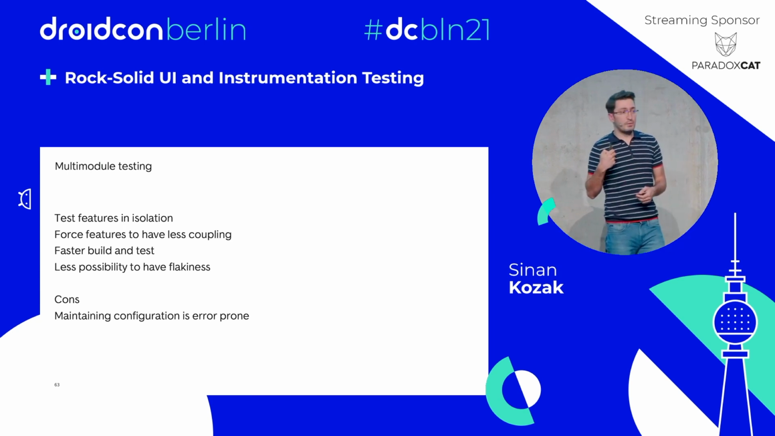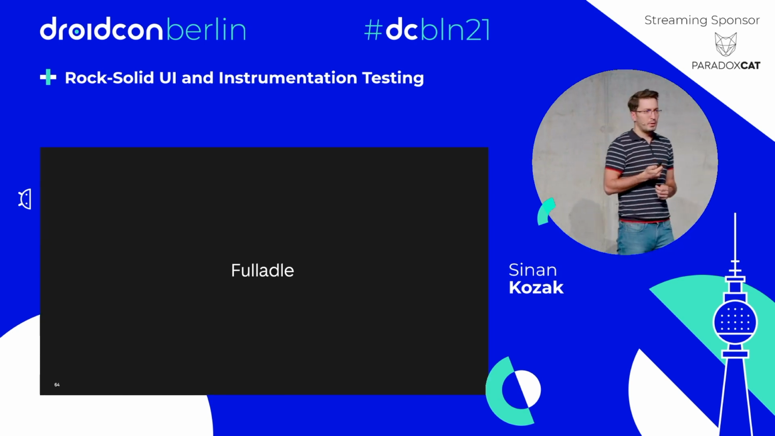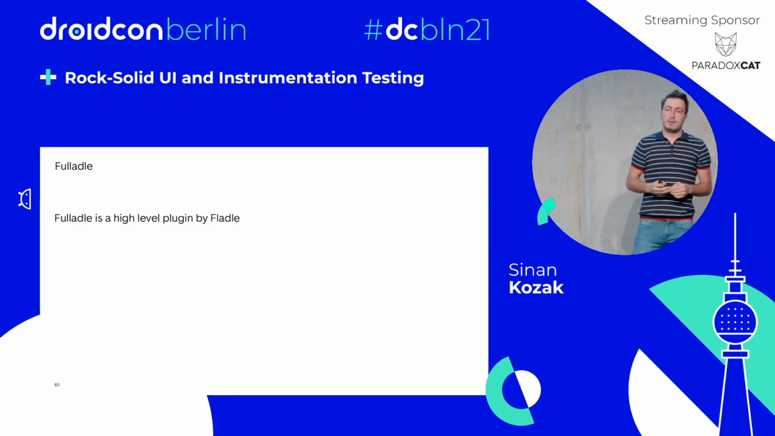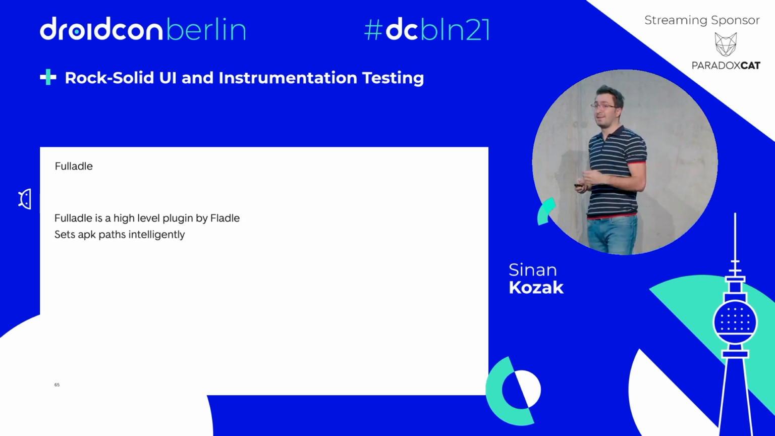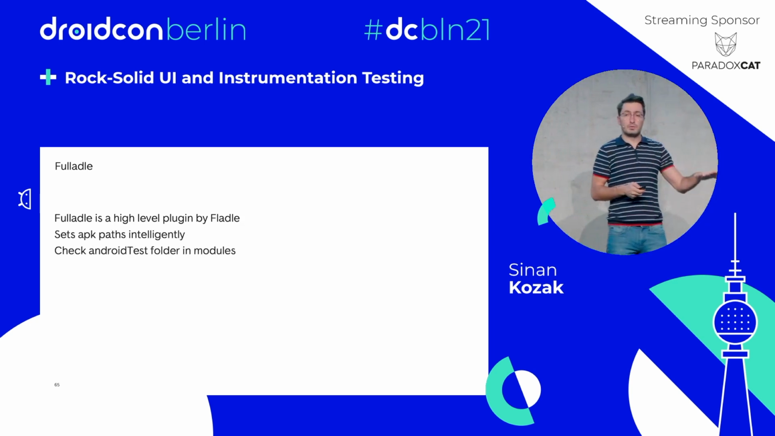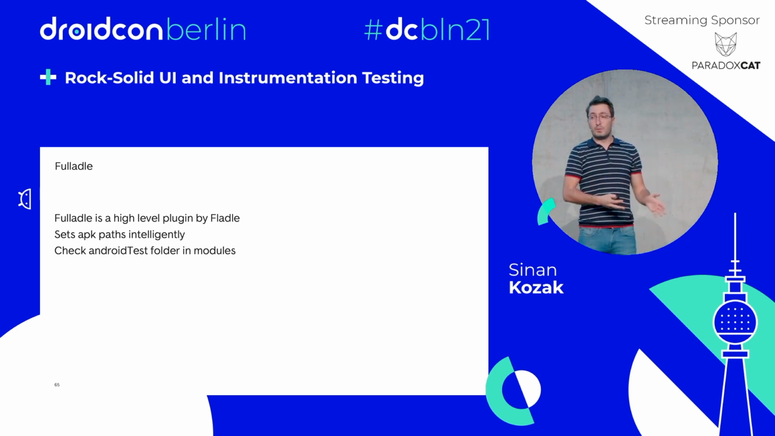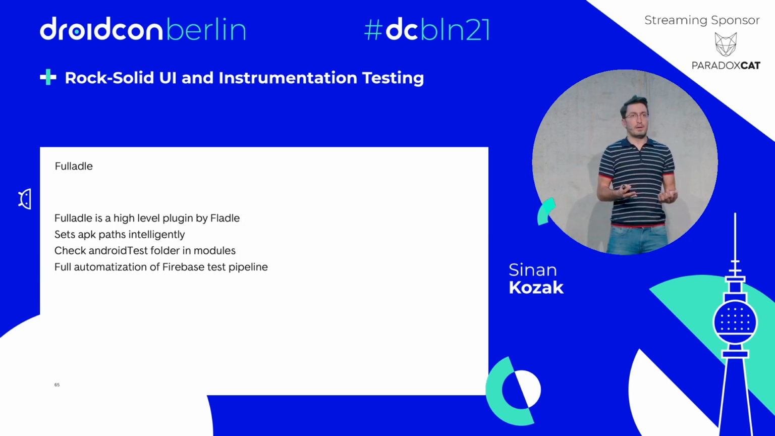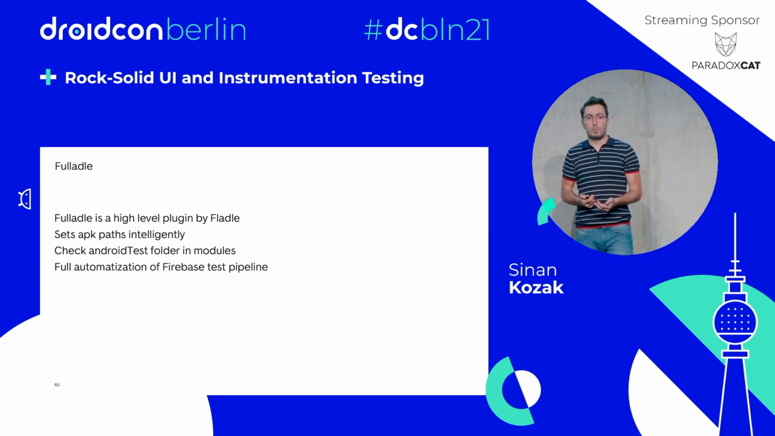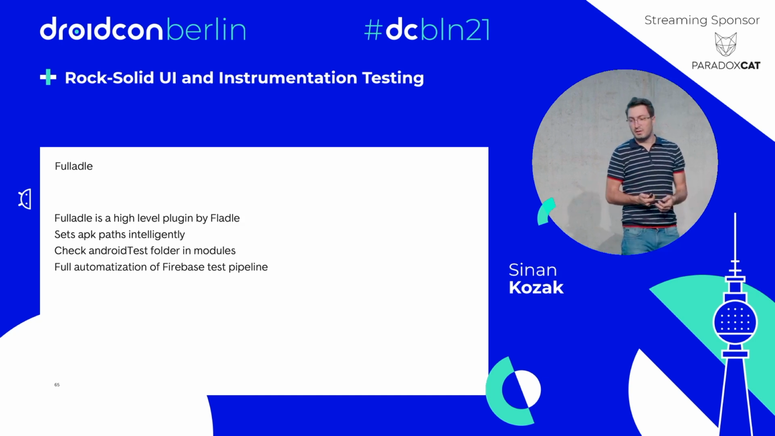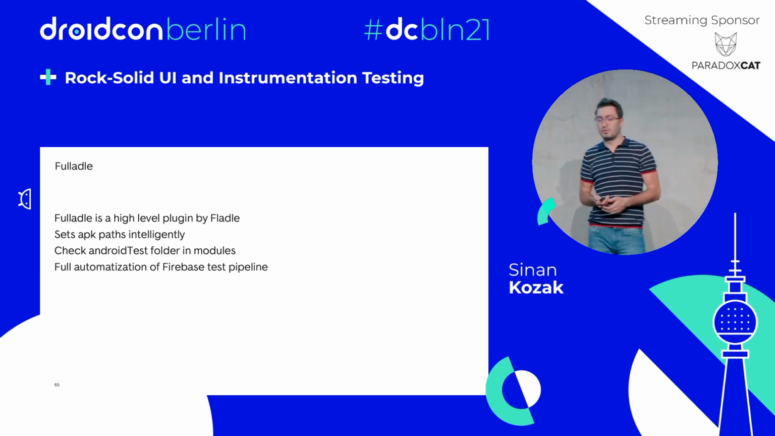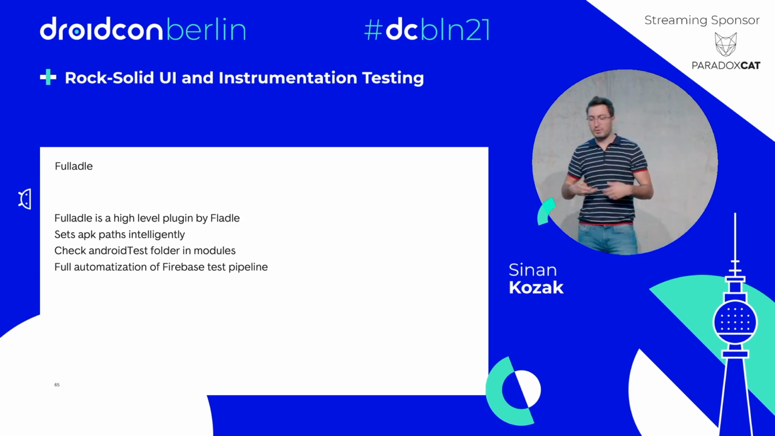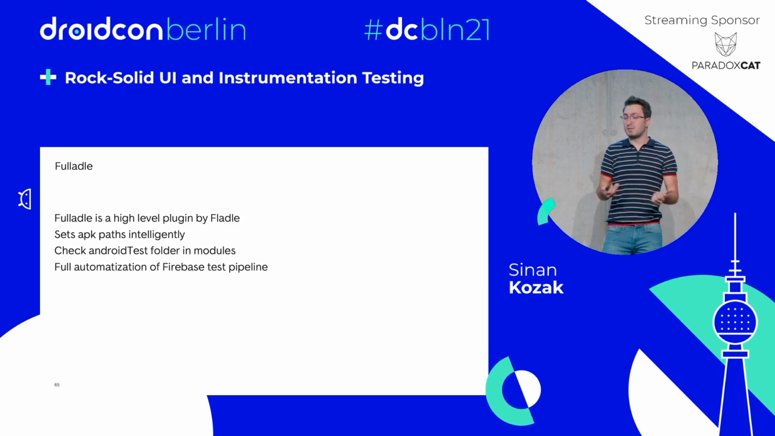And from those kinds of conversations, I think Fladle was born. It's a high-level plugin that automatically finds all of the Android tests, sets them intelligently in the YAML file, and talks to Flank. With that, you will have a full optimization of the Firebase pipeline after you set up the first thing. So for the last year or so, we didn't change anything in our Fladle configuration, just updated a bunch of other stuff, but that was the only thing that continued to work without any maintenance.